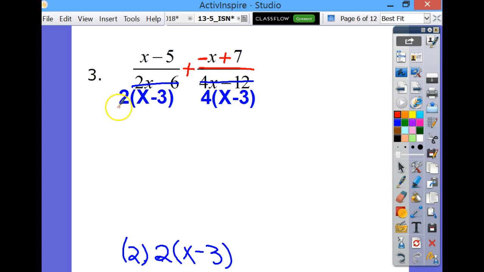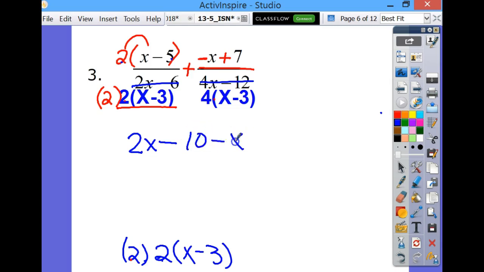Okay, what is this denominator going to need? It already has a 2. It just needs another 2. 2 times 2 is 4. What does this denominator need? Nothing. So what was the question over here? That is 4. 2 times 2 is 4.